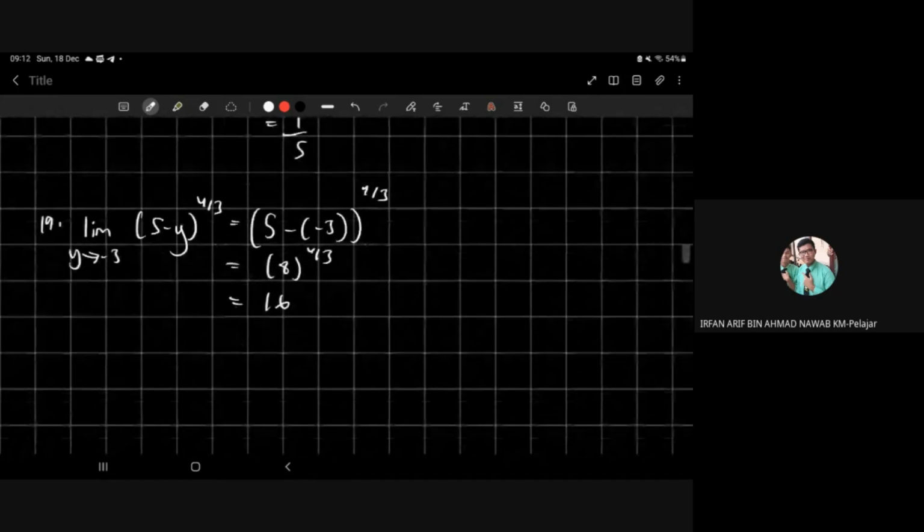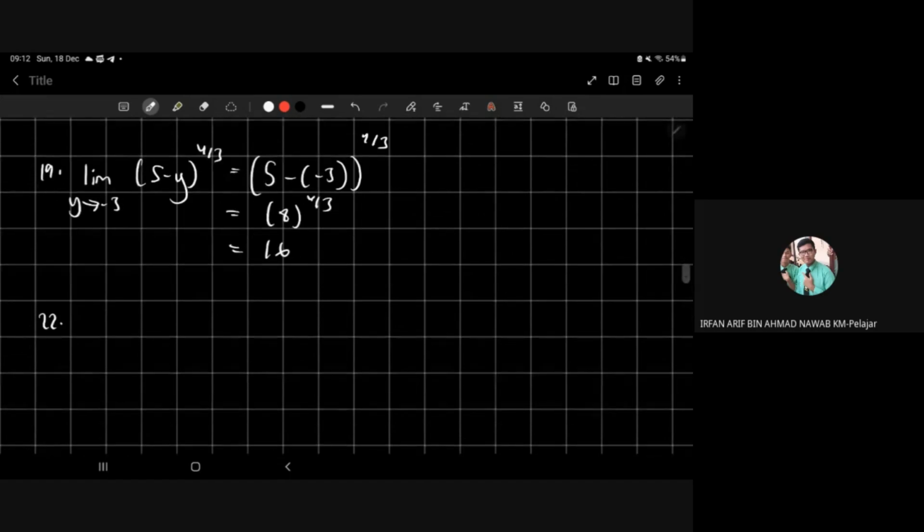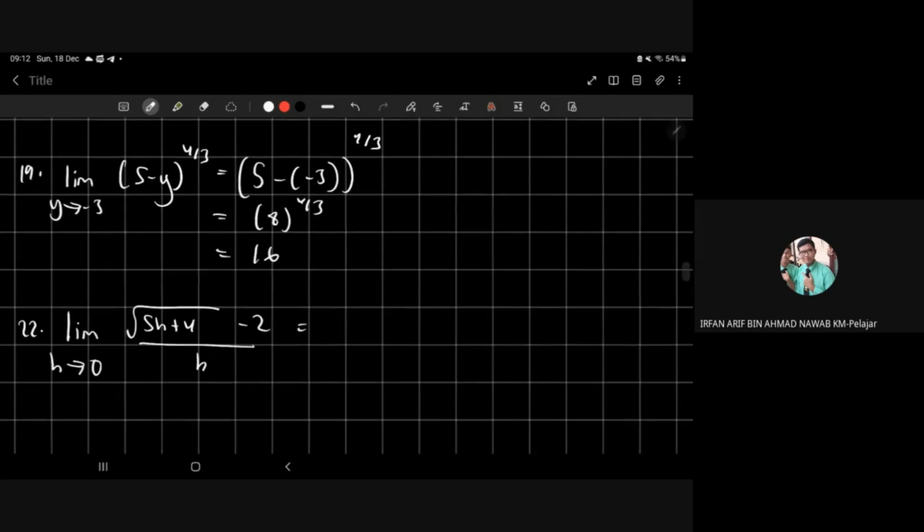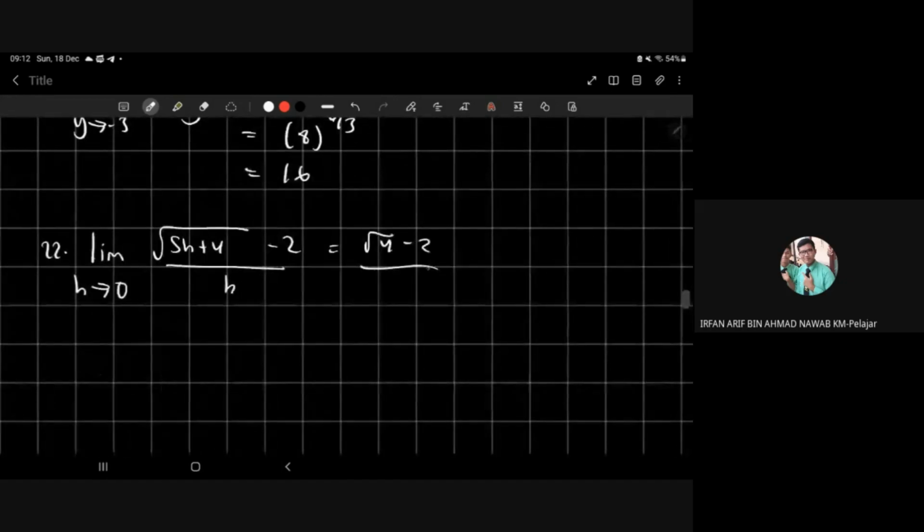But what if, let's say for question 22, they ask us for the limit where h approaches 0 of the square root of 5h plus 4 minus 2, divided by h? How about this limit? Now, this limit is just the next level of limits. If we directly substitute, then we will get the square root of 4 minus 2 over h, where h should be 0. From here, you can see that the denominator is undefined. We can't divide something by 0. And the numerator is 0, so it is 0 divided by 0. So this is what we call an indeterminate form.